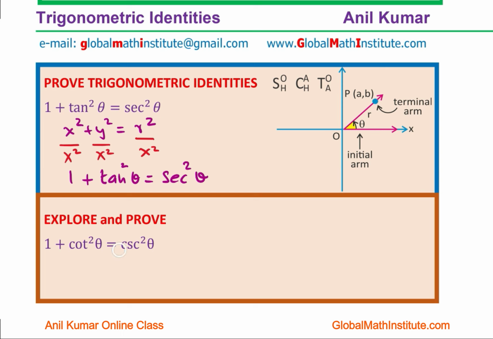So you can prove 1 plus cot squared theta is cosecant squared theta also. Just follow the same instruction. You have to divide by what?